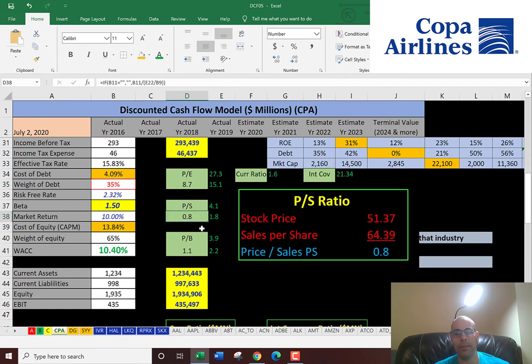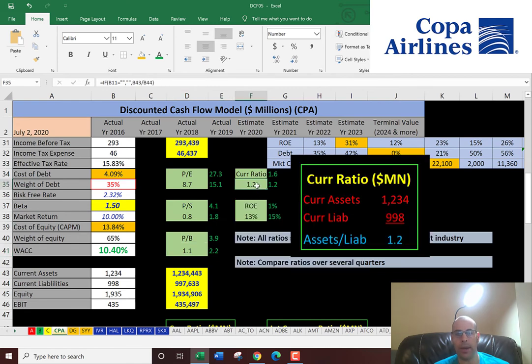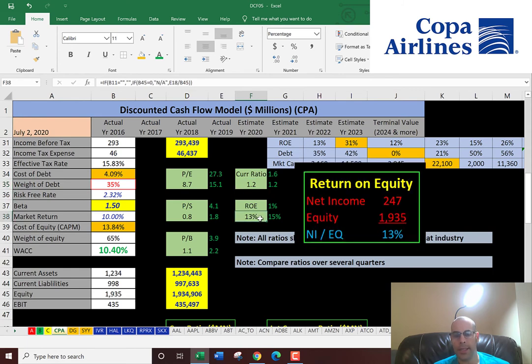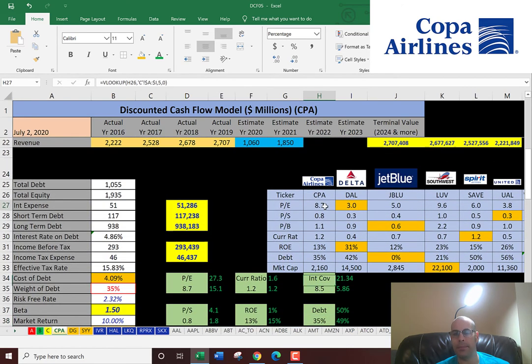They also have a great price to sales at 0.8. That's price of stock over sales per share. They have a great price to book at 1.1. That's price of stock over book value per share. Good current ratio. They can cover their current liabilities, 1.2. ROE is decent, 13%. That's income over equity. They have a great interest coverage ratio. They can cover their interest expense 8.5 times. And they're good on debt, only 35%.